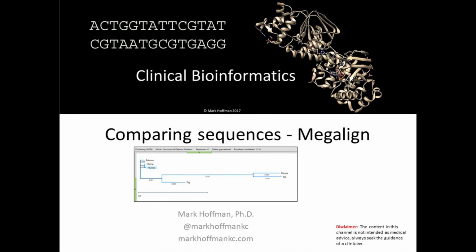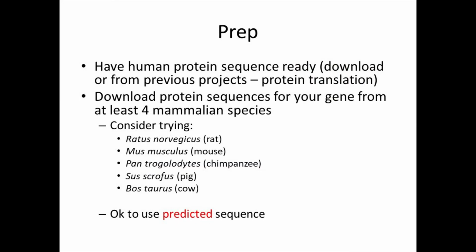In this session, we will learn how to compare protein sequences from a variety of species using Megalign. In order to do this exercise, it'll be useful to have the human protein sequence for your gene ready, and also to download protein sequences for your gene from at least 4 mammalian species. Here are a few examples that you might wish to try: the rat, the mouse, chimpanzee, pig, or cow.